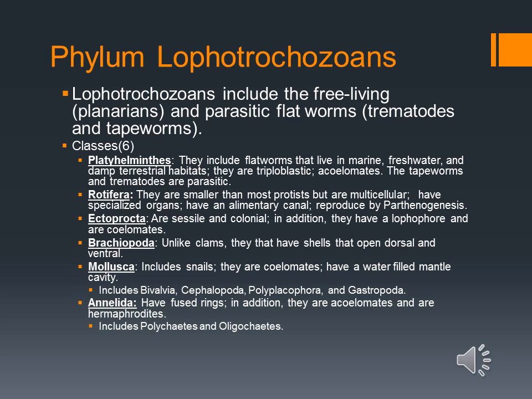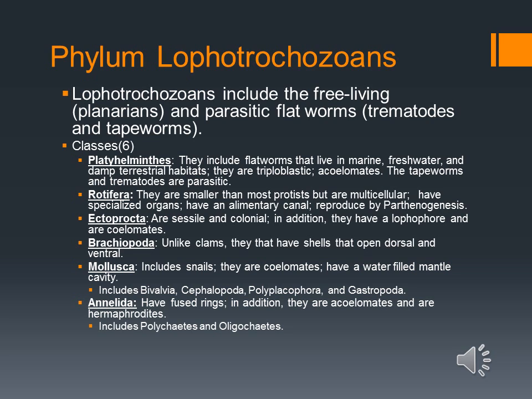They're smaller than most protists, but are multicellular. They have specialized organs, an alimentary canal, and they reproduce by parthenogenesis. The third is ectoprocta, which are sessile and colonial. They have a lophophore and they're coelomates. The fourth is brachiopoda, which are like clams with shells that open dorsal and ventral.